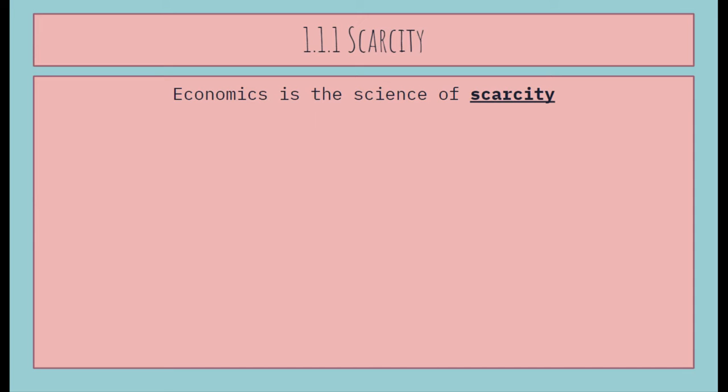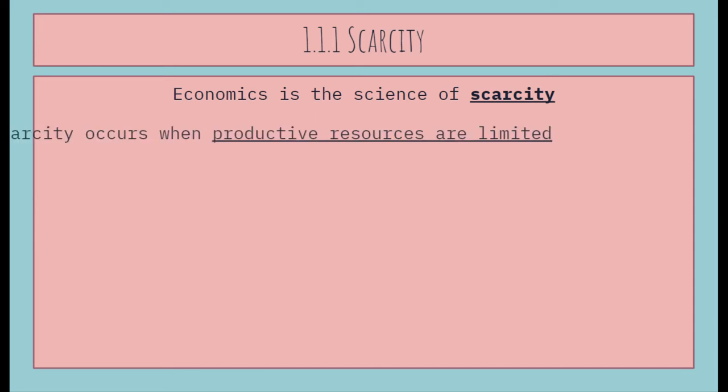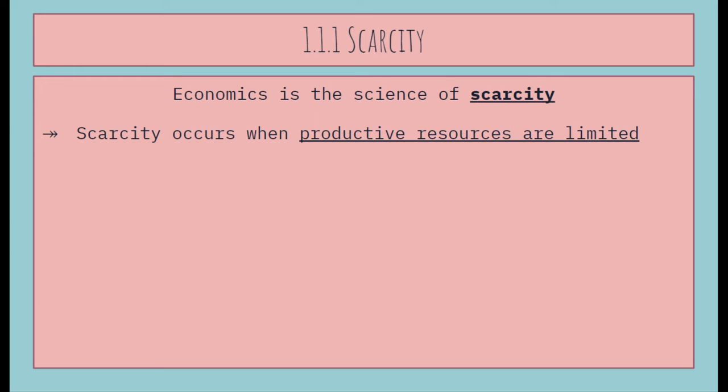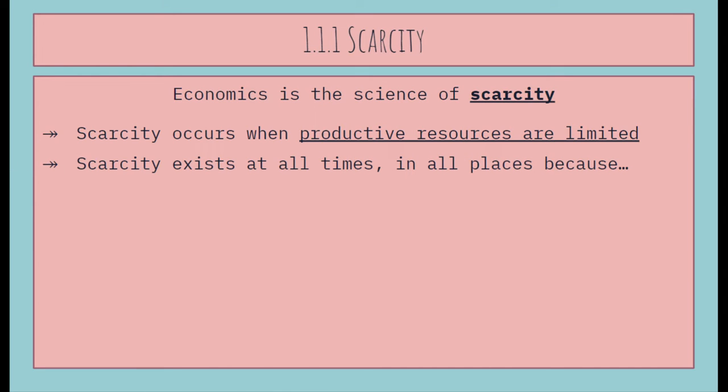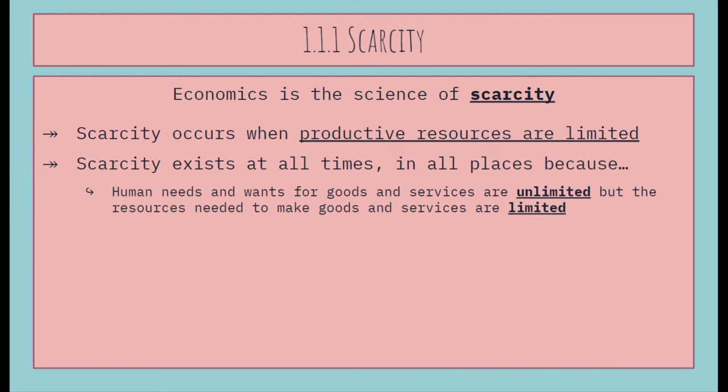What is scarcity? Simply put, it's the state of not having enough productive resources to make all the things that one would like to have. Scarcity is not something that can be cured. It's just another aspect of our existence. Our wants and needs are unlimited, but the resources that we have to produce the goods and services to satisfy those wants and needs are limited.